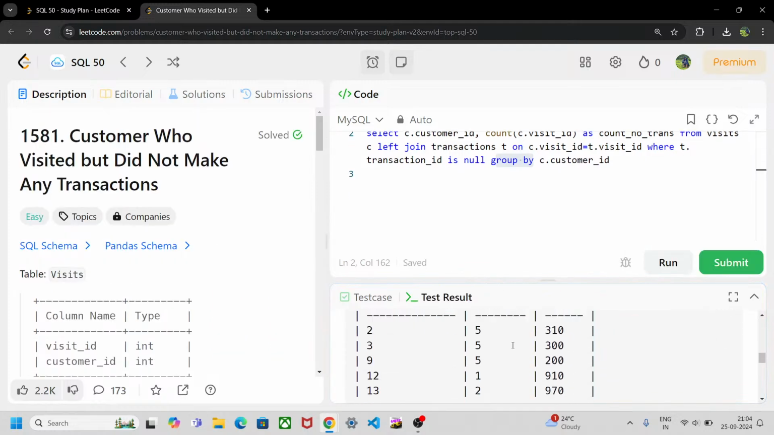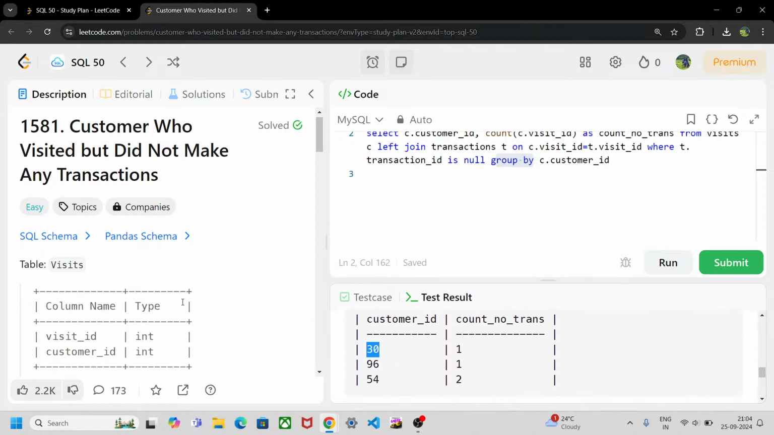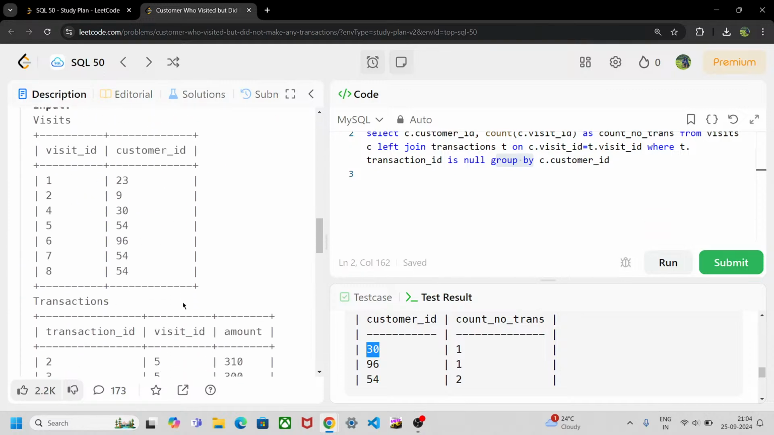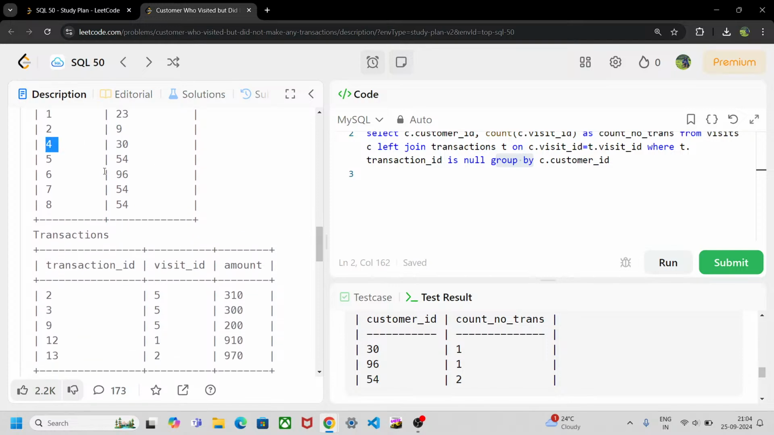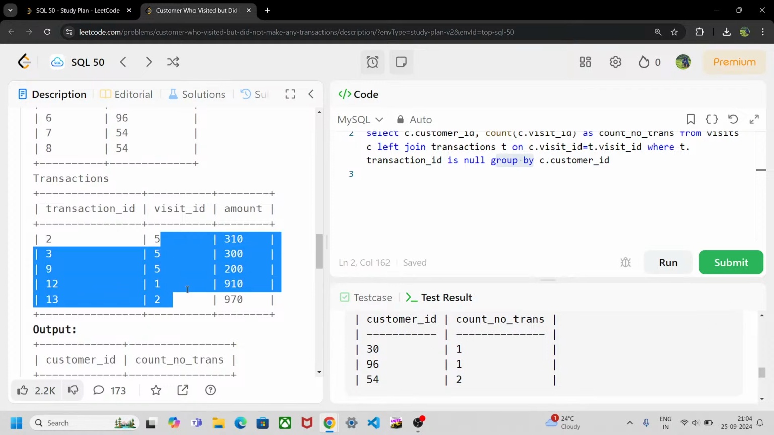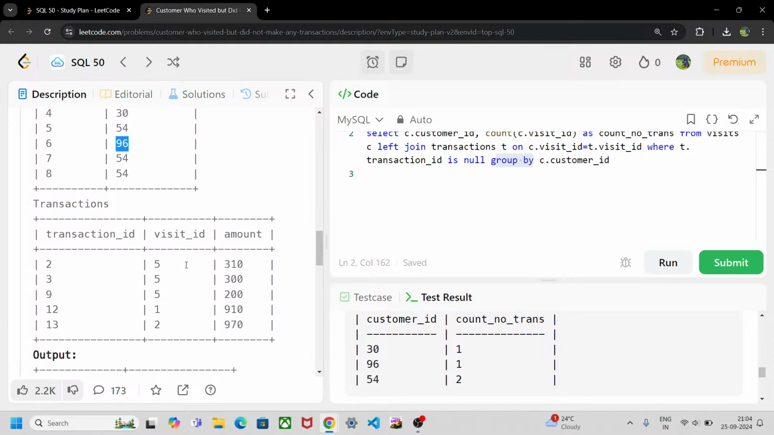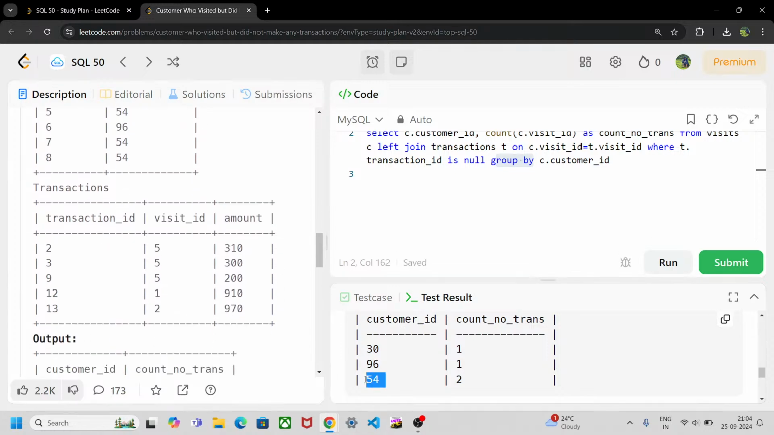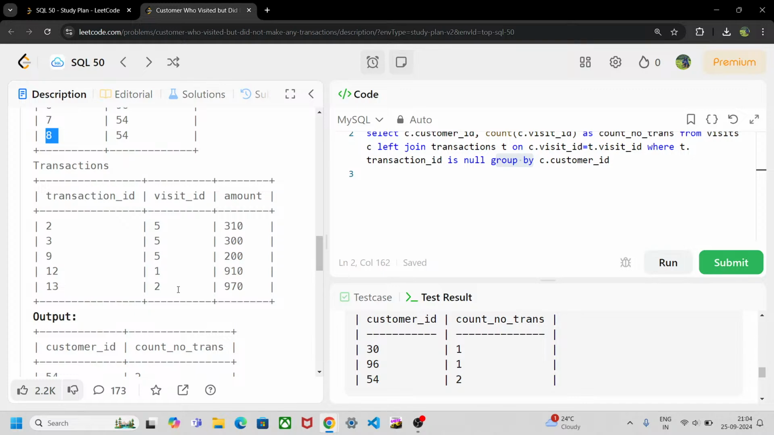What we are getting here is the customer ID 30, and you can see the visit ID is 4. We don't have visit ID 4 in the transactions, and the count is 1. Then there is 96, and the visit ID is 6. We don't have that also. Then there is 54, twice, with visit IDs 7 and 8, and those are also not there.